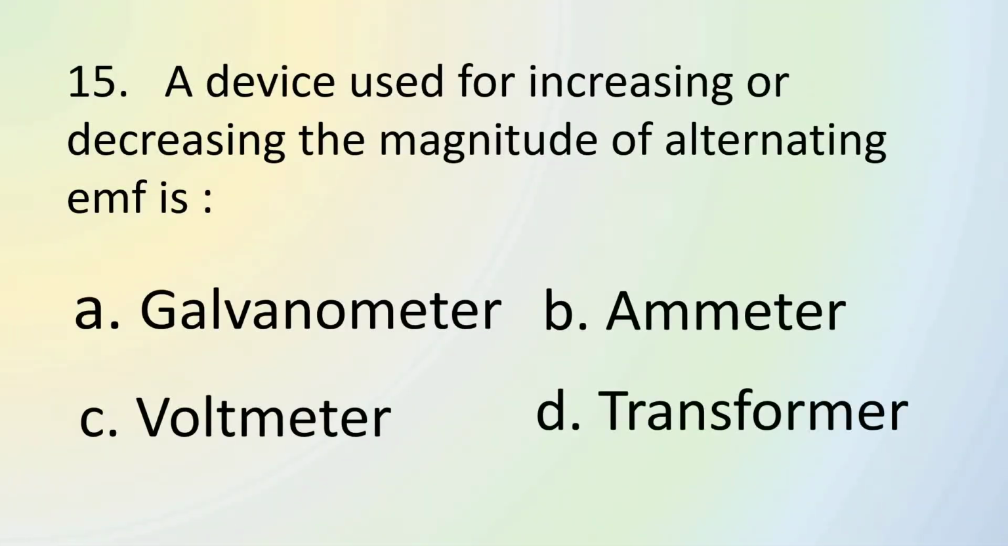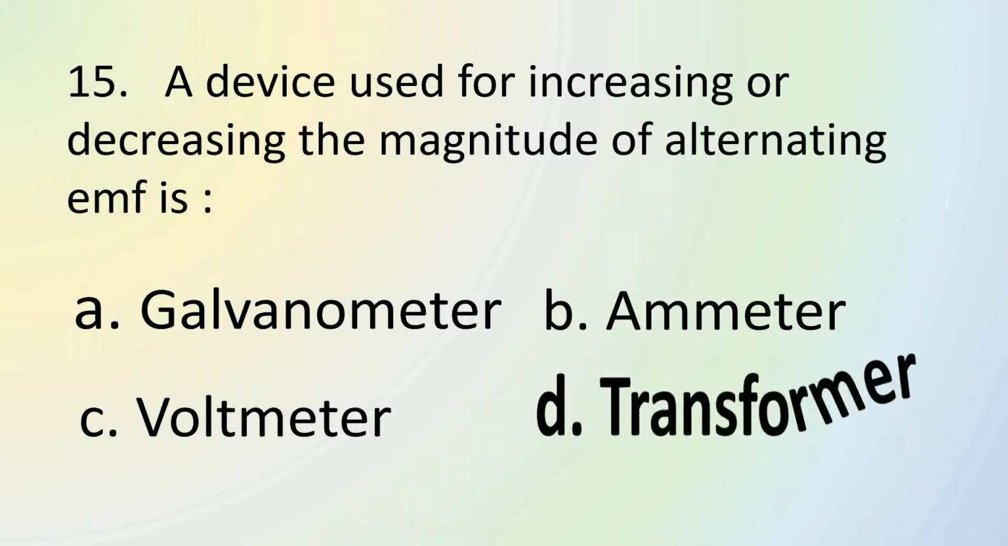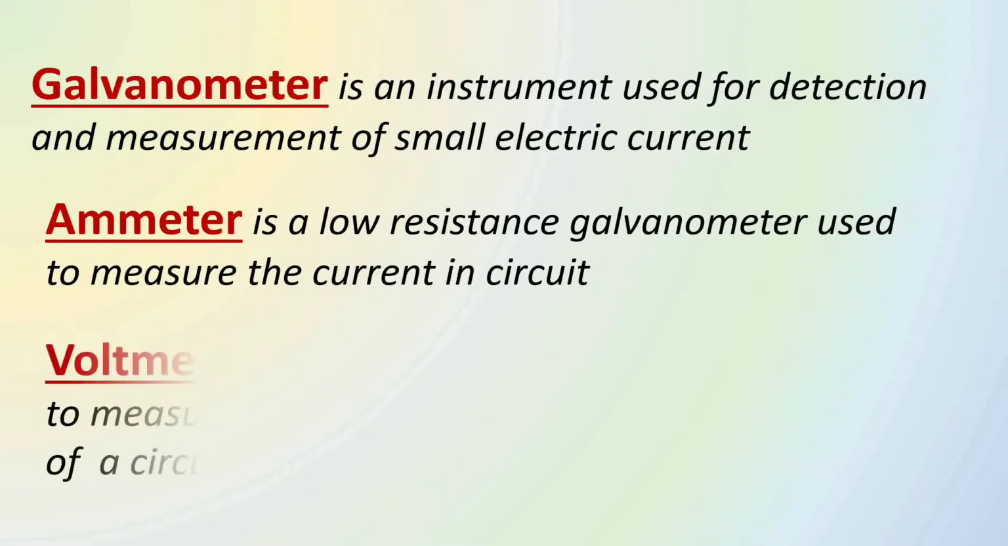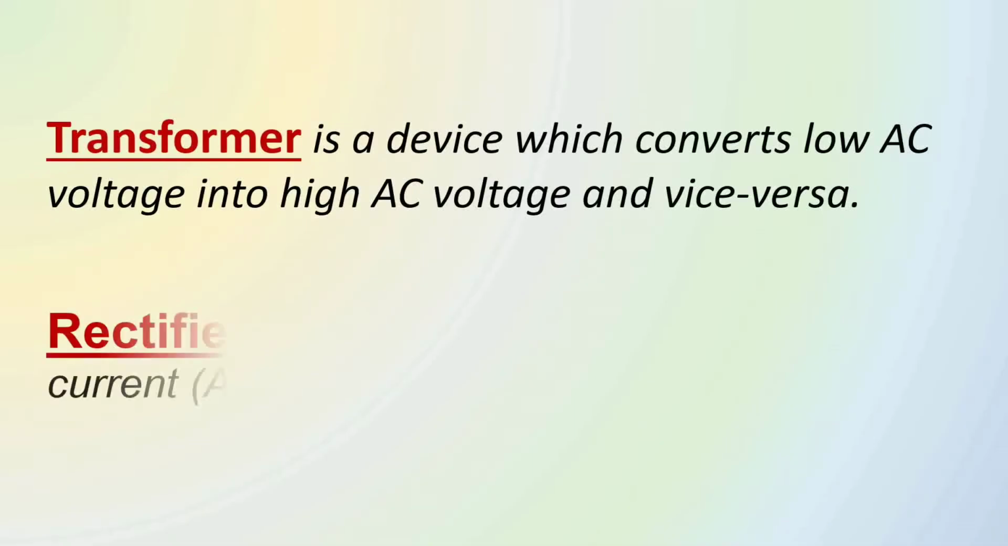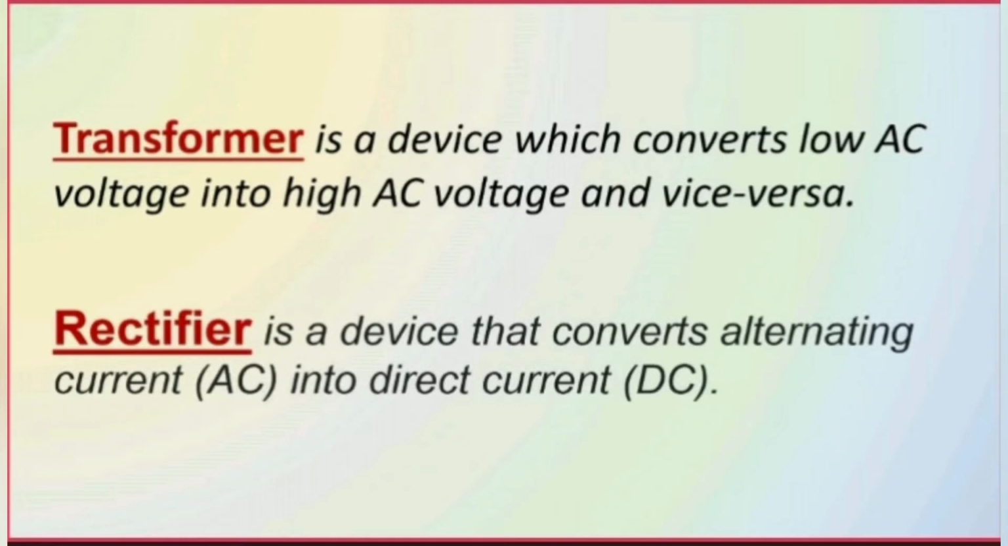A device used for increasing or decreasing the magnitude of alternating EMF is transformer. Galvanometer is an instrument used for detection and measurement of small electric current. Ammeter is a low resistance galvanometer used to measure the current in circuit. Voltmeter is a high resistance galvanometer used to measure potential difference between 2 points of a circuit. Transformer is a device which converts low AC voltage into high AC voltage and vice versa. Rectifier is a device that converts alternating current into direct current.